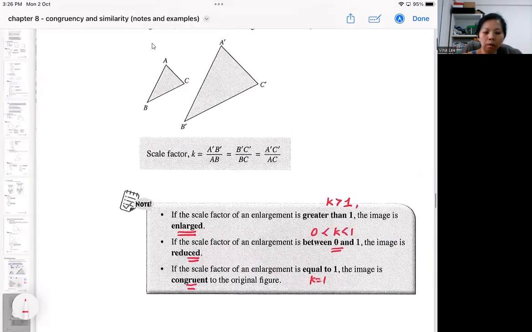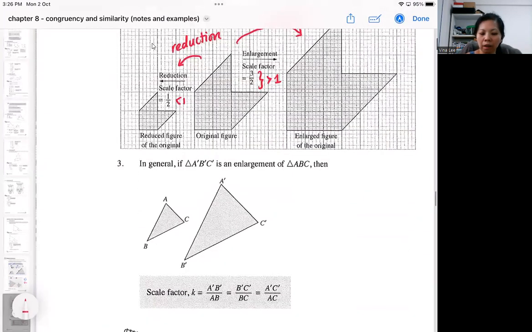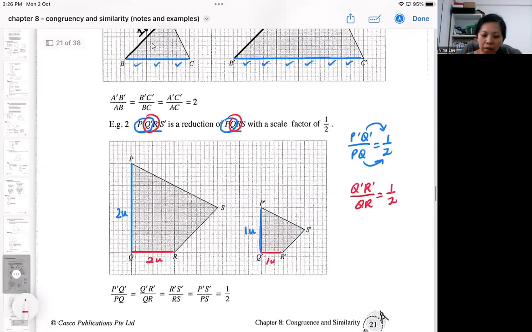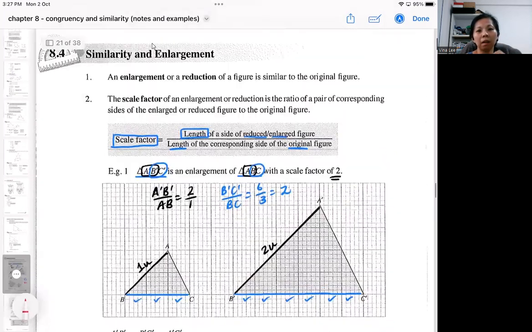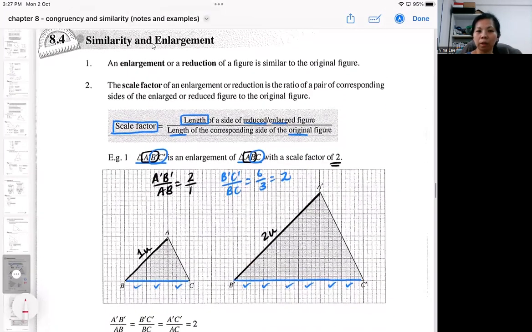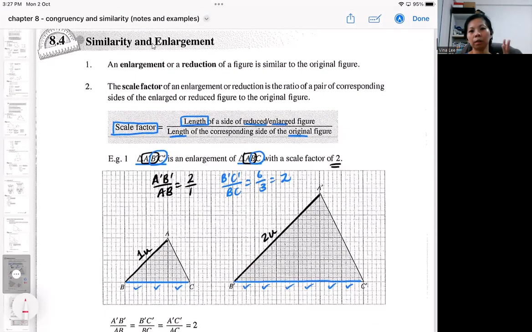Okay? So that is just the idea of enlargement and how it is related to similarity, because there is a fixed ratio. Similarity has a fixed ratio, enlargement also has a fixed ratio. It's just that in enlargement, we call the fixed ratio the scale factor. And this is the formula for scale factor that you need to take note of.